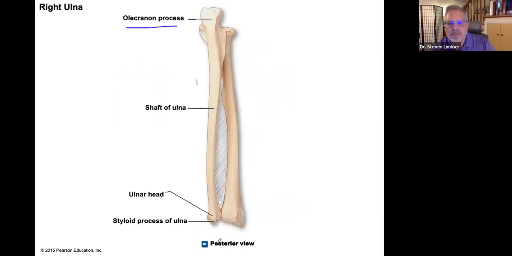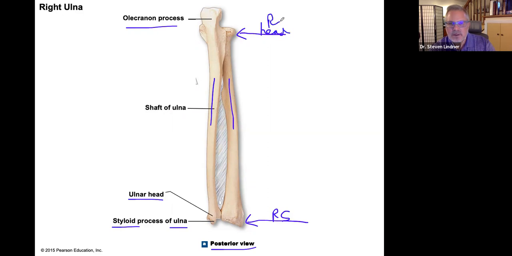This is now the posterior forearm. This is the shaft of the ulna. Here's the head of the radius, shaft of the radius, radial styloid. Here's the ulnar styloid. Here's the head of the ulna, whereas here's the head of the radius, or we would call it the radial head. And here's the ulnar head.